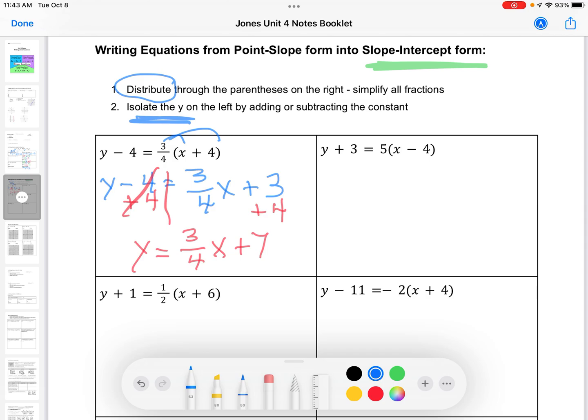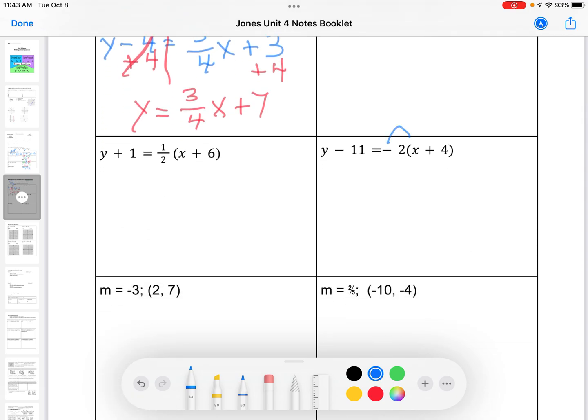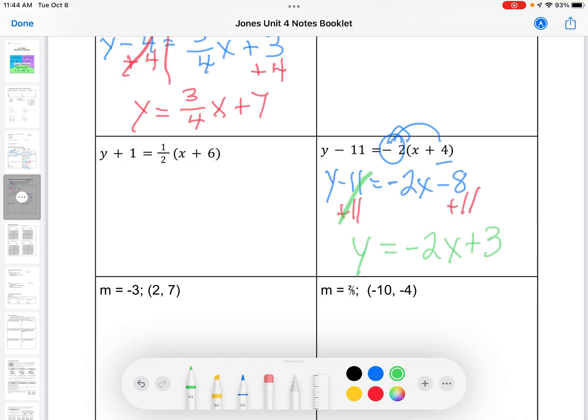Let's do another one. Let's do this one where we have to distribute a -2. So y minus 11 equals -2x minus 8, because -2 times 4 is 8. And then now we add the 11, and we get that y equals -2x plus 3.